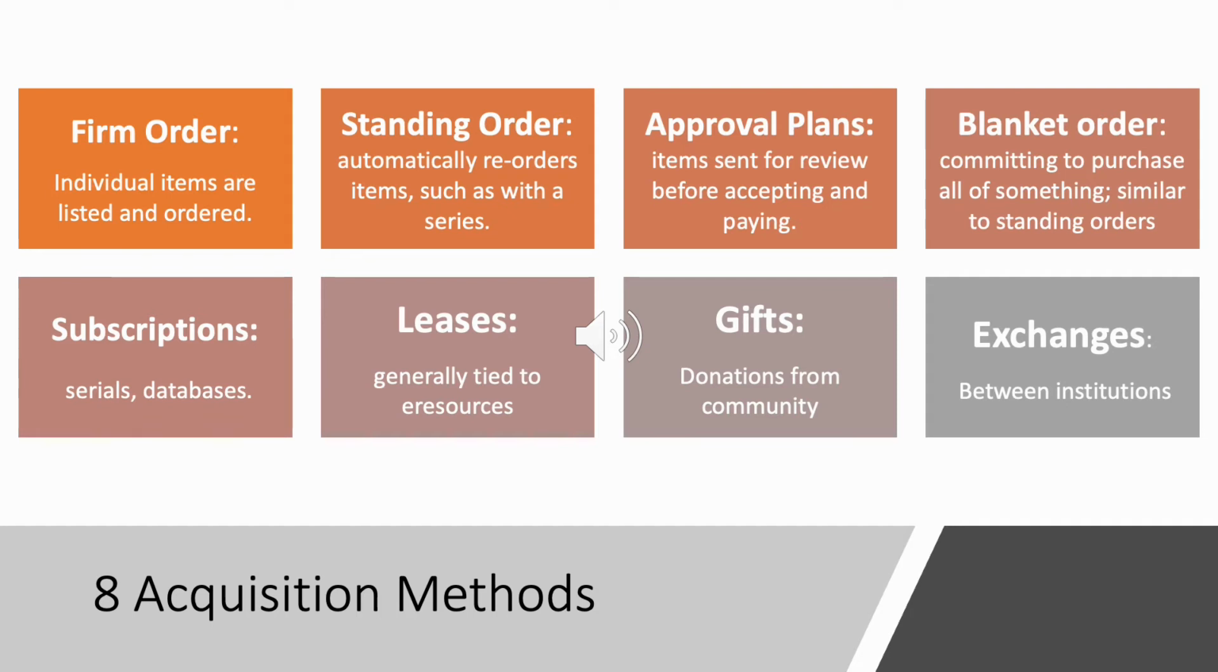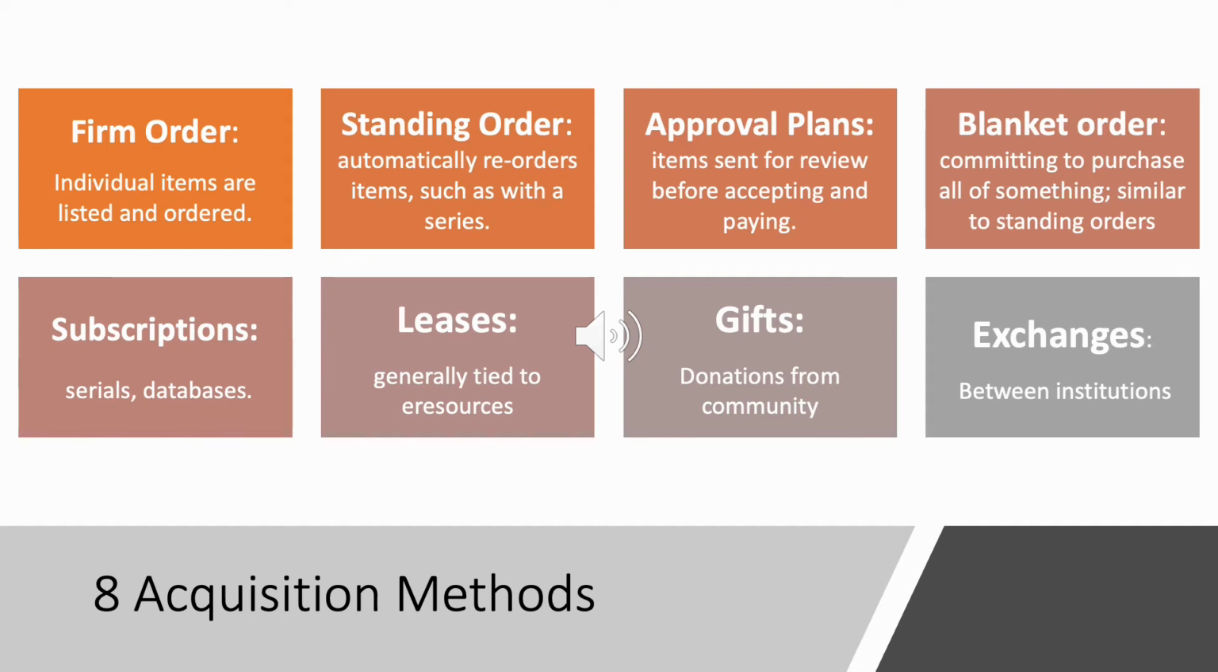Approval plans are like standing orders, except in an approval plan, the library says to the vendor, "Send us the titles to review, but if we don't like them, we won't purchase them all." We don't have the time to select and review all the titles ahead of time, so the risk with approval plans is that you often have a limited time to review the materials, and if you forget to send them back, you have to pay for them.